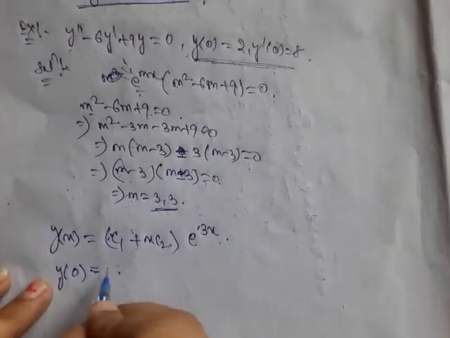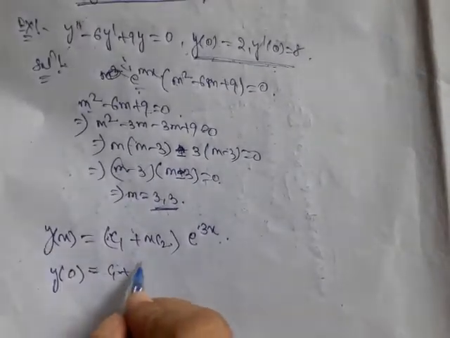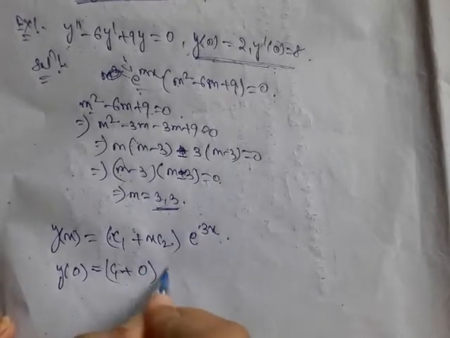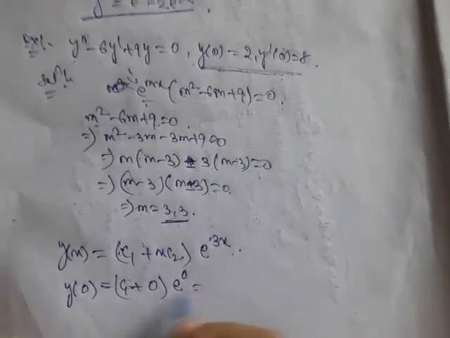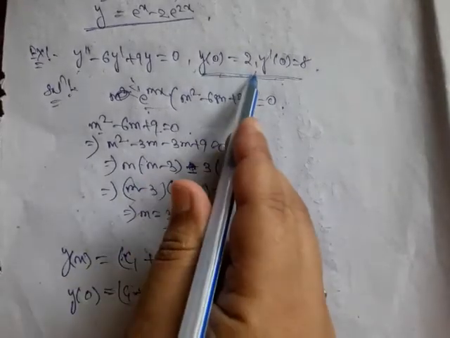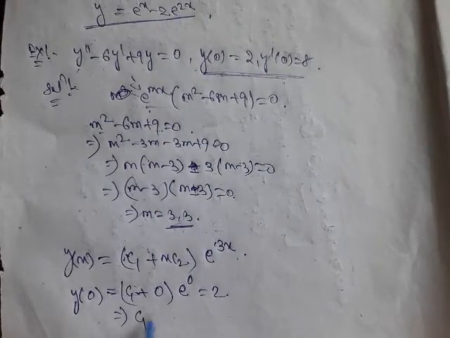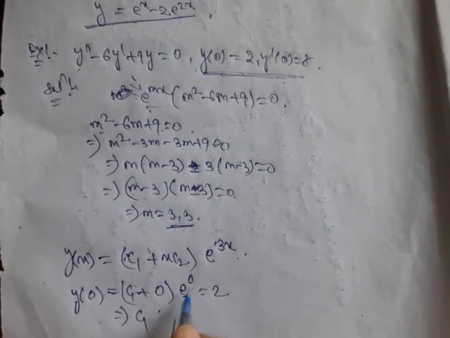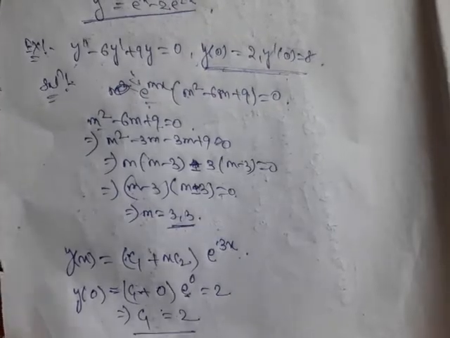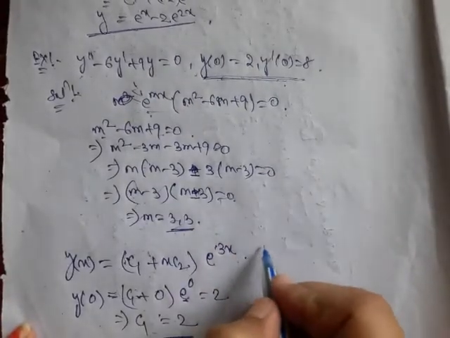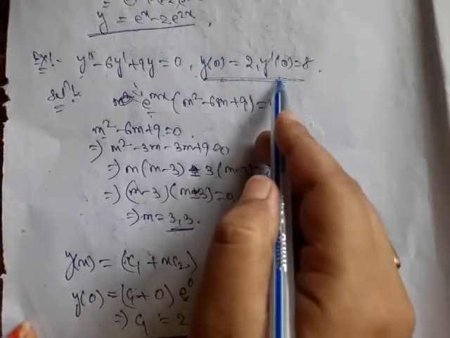So this is c1 plus, put 0 in place of x, so this is 0, e to the power 0. This equals 2. Then only c1 remains, e to the power 0 is 1, so c1 equals 2. We find c1 equals 2. Okay, then next, here given y dash 0 equals 8.